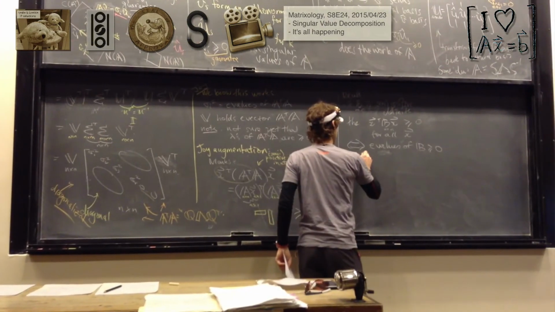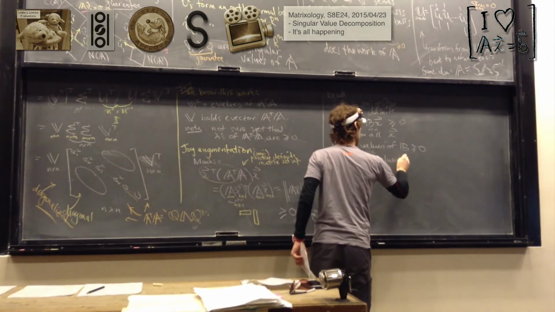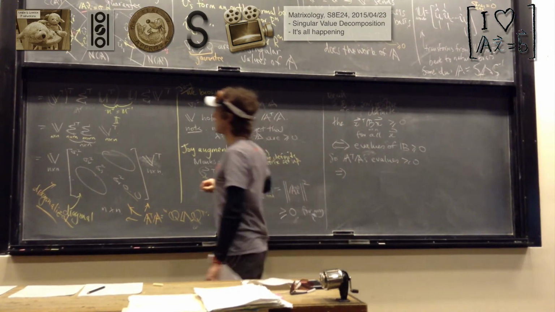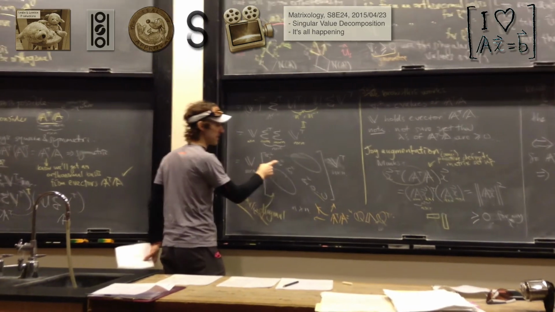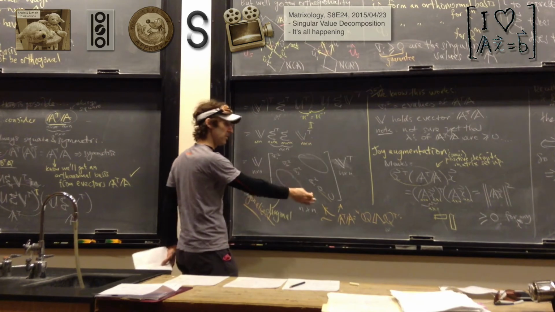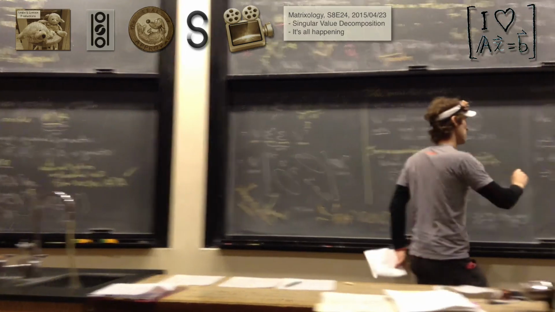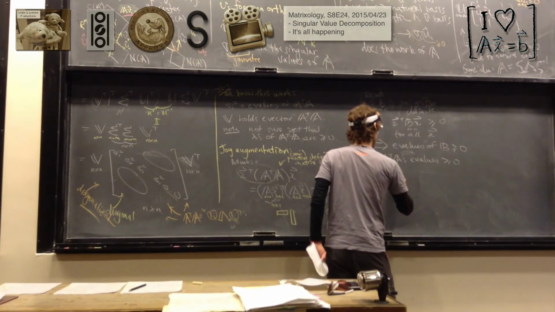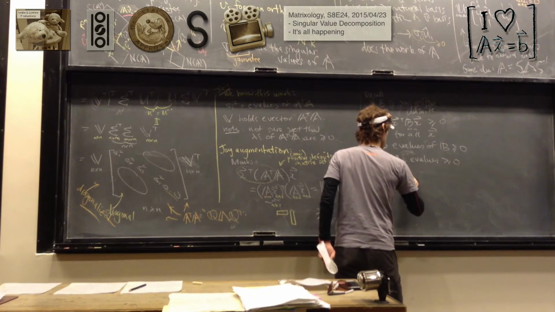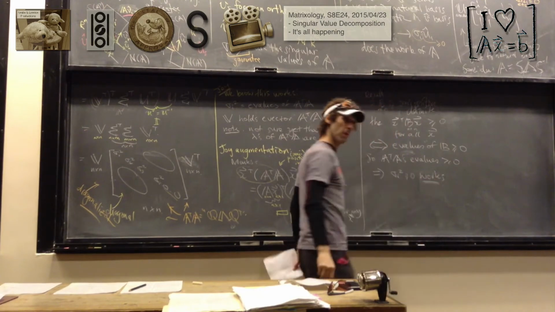So A transpose A's E values are greater than or equal to 0, which means that this whole thing of saying this is going to be true. We're going to have positive, positive, positive, positive, positive, maybe some zeros. It's always true. And you can sort eigenvalues by their size. So sigma I squared greater than or equal to 0 works. So it's absolutely true.